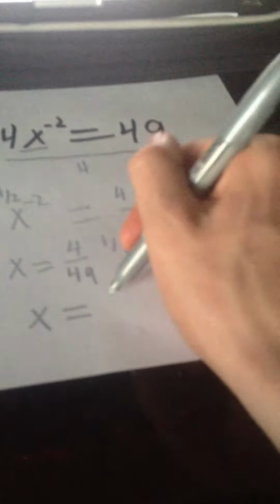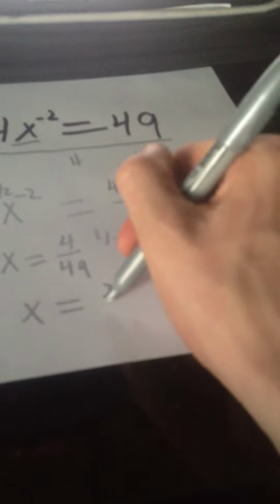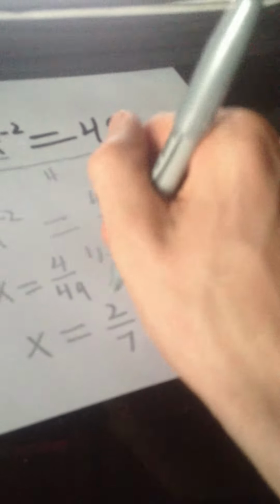Now we just take the square root of each number, so we come to 2 over 7. And that is how you do negative rational exponents. Hope that helps.